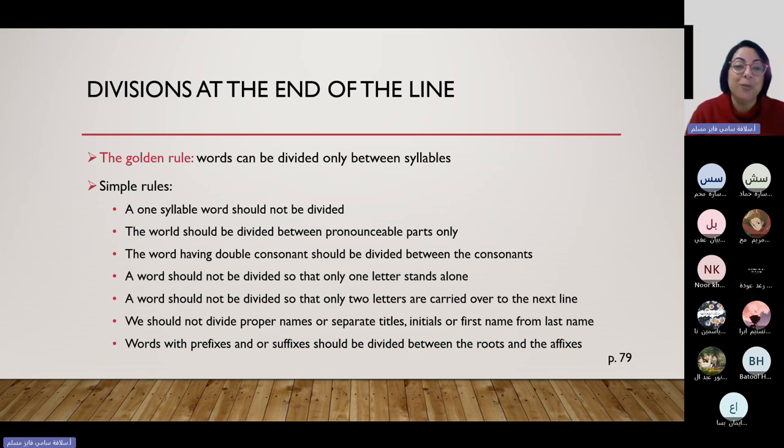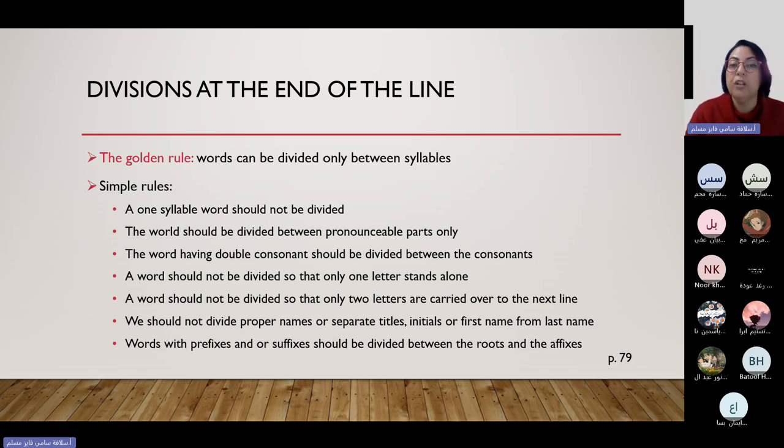All right? So we divide the word when we have a syllable break. Okay, whether it's the first syllable, second, the third, the seventh, it doesn't matter. What matters is that we divide the word only when we have a division of syllables.